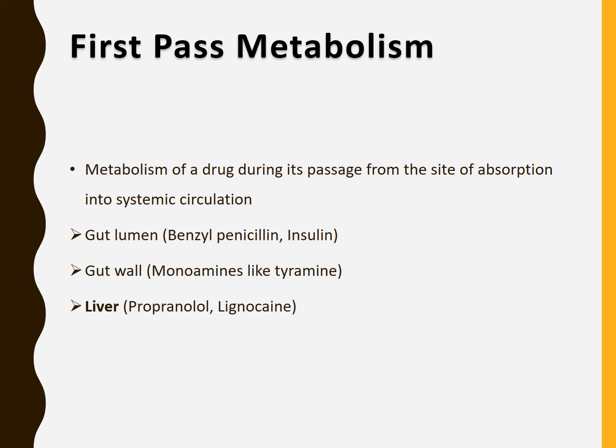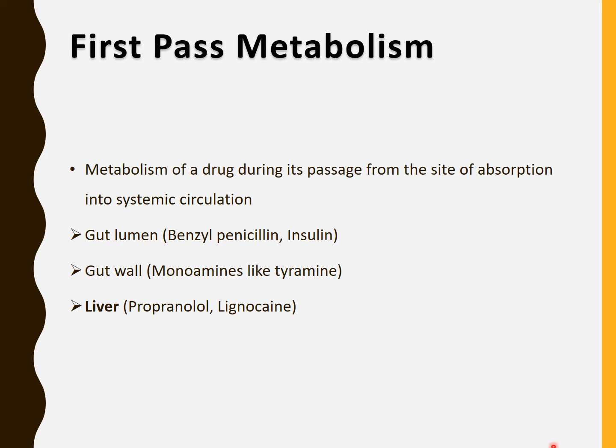Tyramine will be absorbed or metabolized in the gut wall. And next, the important organ for metabolism is the liver. The majority of drugs which are given orally will have to cross the liver. So the liver will metabolize whatever comes to it. The liver can metabolize propranolol and lignocaine before reaching systemic circulation.